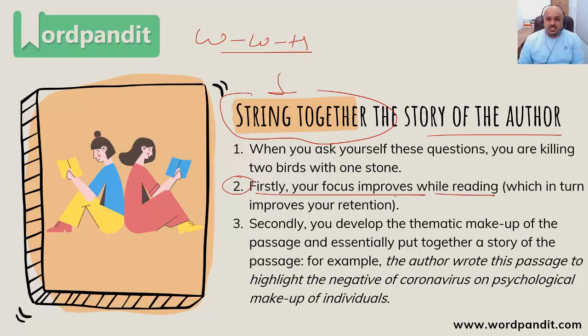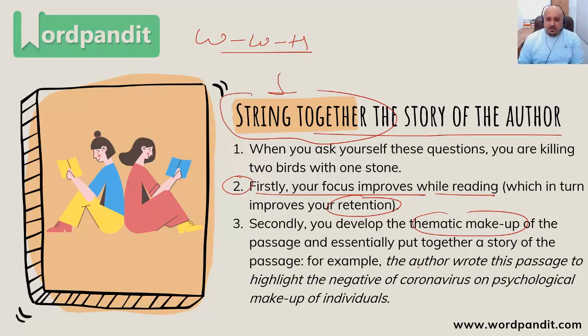Our biggest challenge with RCs is our retention. We are not able to retain what we read. So if you keep asking yourself with every paragraph, what has he written, why has he written, how has he written, you will see your attention improves. And secondly, when you do this with every paragraph, you have the thematic makeup of the passage in front of you. You string together the story of the author, and you identify what the author is trying to say.